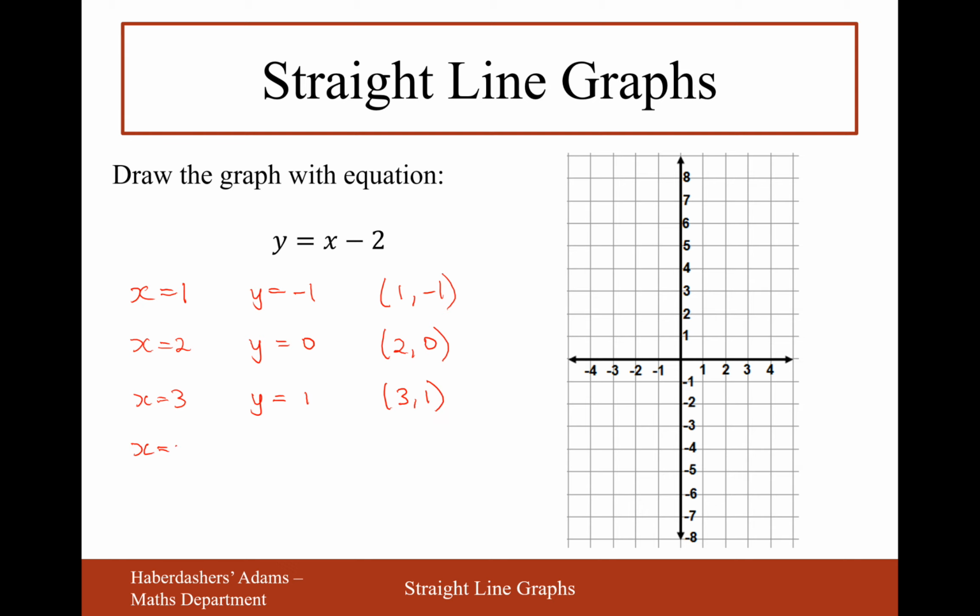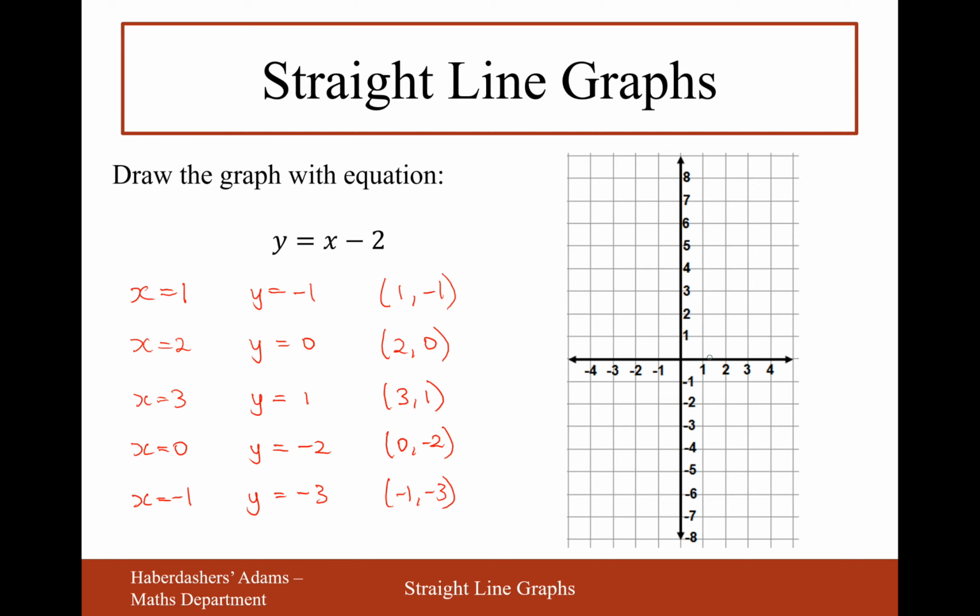Let's maybe choose x equals 0. That's a pretty easy x value. So 0 minus 2 is minus 2. That would be another coordinate. And then just do one more negative one just for luck. Minus 1 minus 2, that would be minus 3.